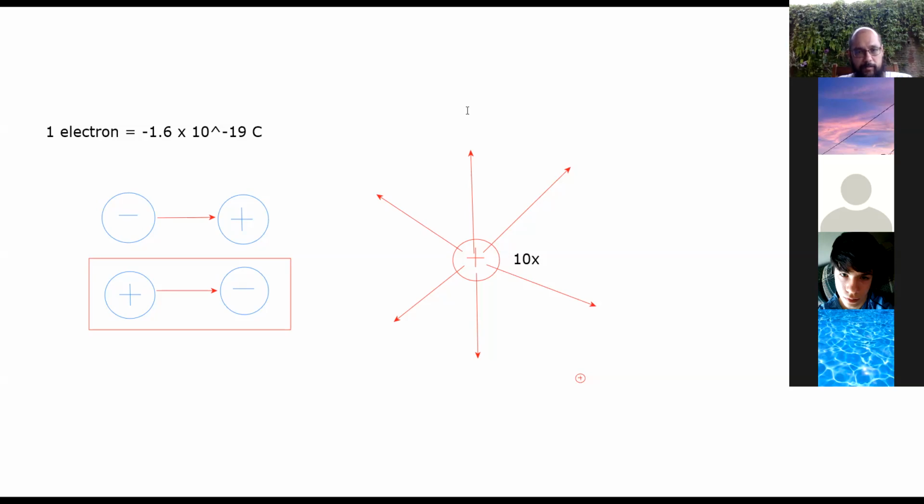Tim, what do you think? Would the field line still be going outwards? Maybe yes. Okay. If the convention states that field lines always go out from a positive source, then they're always going to go out. However, if I have a smaller charge, much less charge, what's going to be the strength of that field?